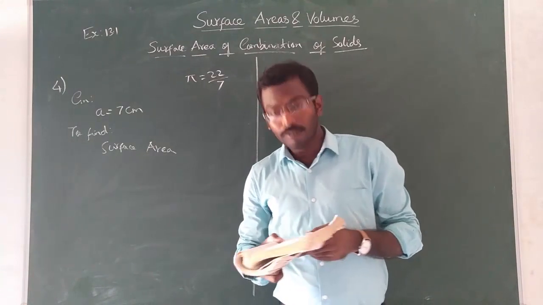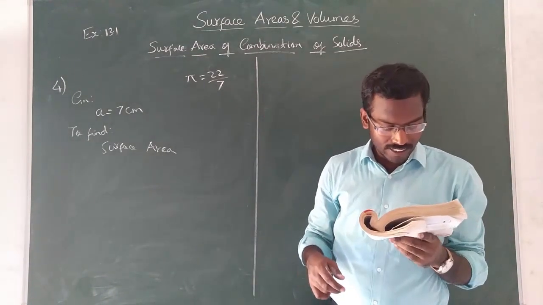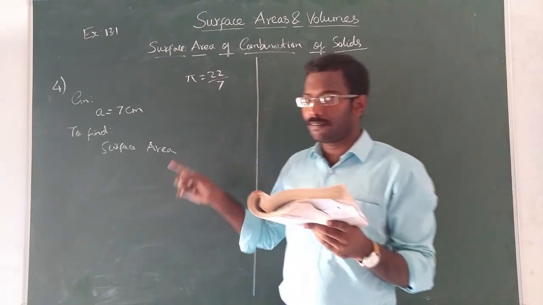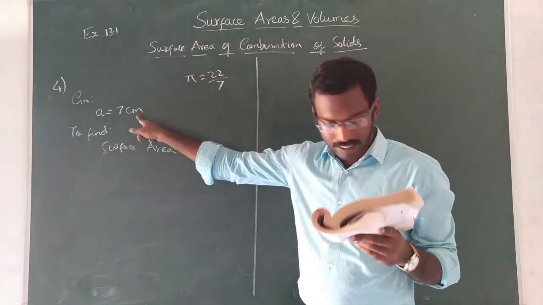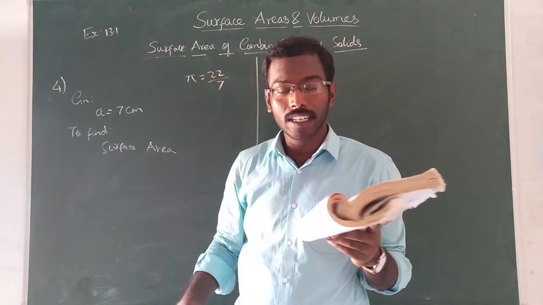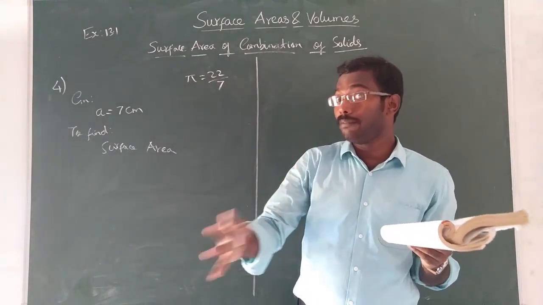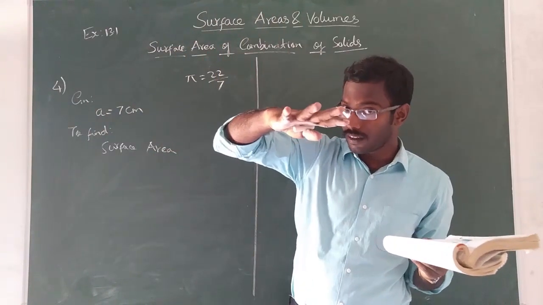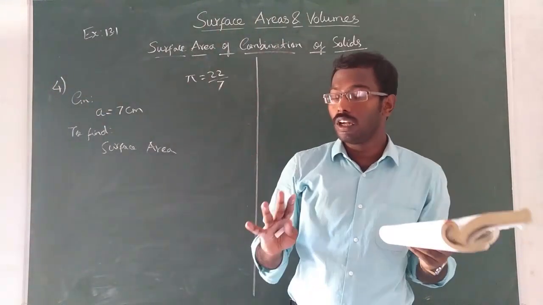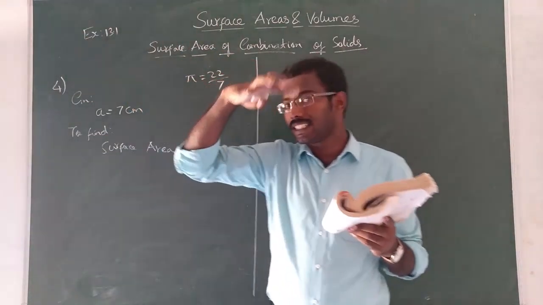And now let us look at the fourth sum. Earlier we did the second sum. Now the fourth sum. It says that a cubical block of side 7 cm, the cube side is 7 cm, is surmounted by a hemisphere. Surmounted by a hemisphere, I told you, means the hemisphere will come up. On a hemisphere means the hemisphere will come down. Understood? So a cube is there. Above that cube, a hemisphere is there.